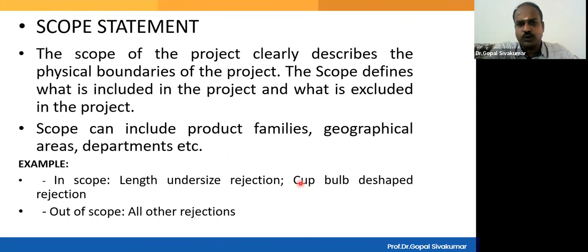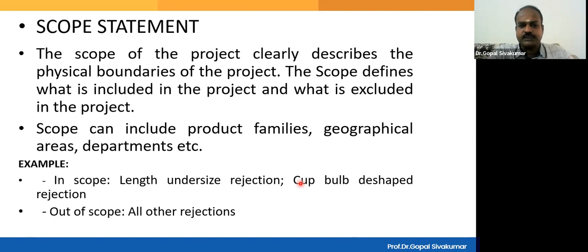And then the scope statement. The scope of the project should clearly describe the physical boundaries of the project. The scope defines what is included in the project and what is excluded from the project. Scope can include product families, geographical areas, departments, etc. For example, in the particular project where we are aiming at improving the sigma level from 3.4 to 3.8, we were trying to reduce a specific percentage of defects, and the kinds of defects that will be accounted for are length undersize rejection and cup bulb D-shaped rejection. That means these two kinds of defects are addressed in our project.